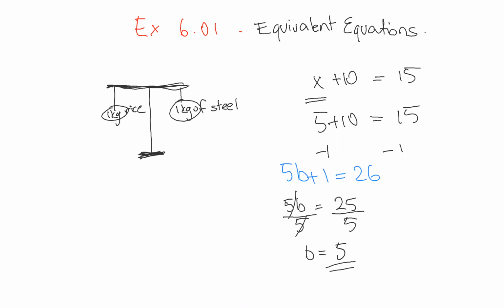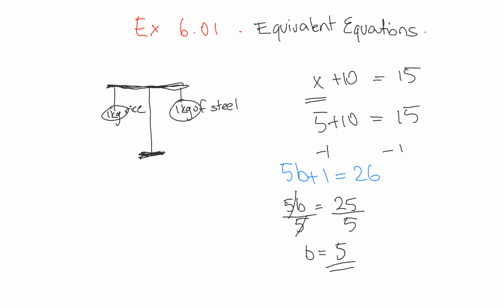So as you can see, first of all, we get rid of the addition and subtraction. And then if it's multiplied by the variable, then we have to divide by that number to find B by itself. Let's do another question. Let's go for something a bit more simple.